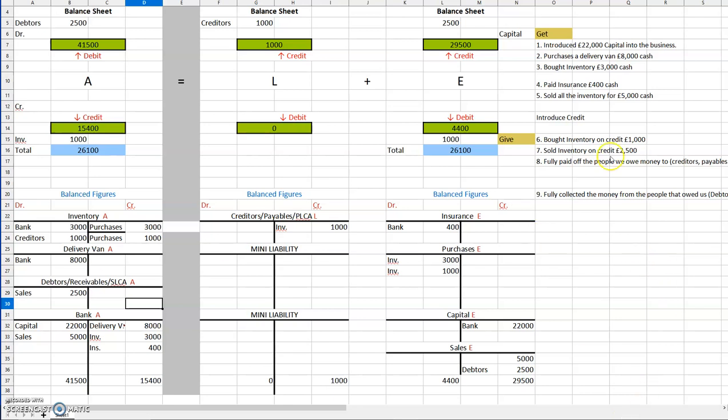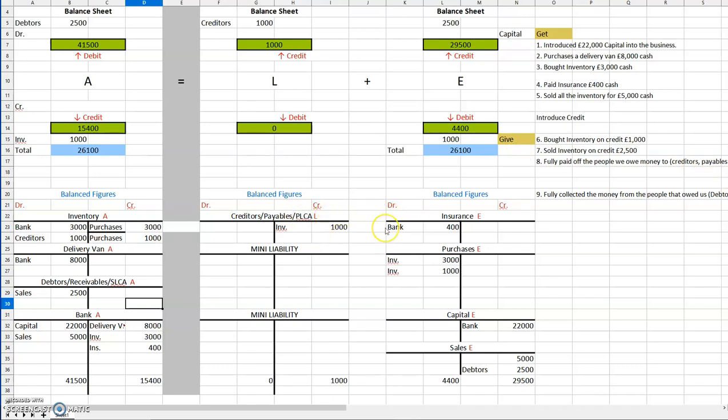All right. Now, of course, all this credit, it's all fine. It all needs to be recorded. But at the end, it all needs to be either paid off or collected in. So the day of reckoning comes where you have to actually pay it off or collect it in. Now, so then it says here, fully paid off. This is number 8 over to the right here. Fully paid off, people we owe money to. And I've conveniently called them creditors, payables, and basically it's purchase ledger control account. You can see it here actually, purchase ledger control account.